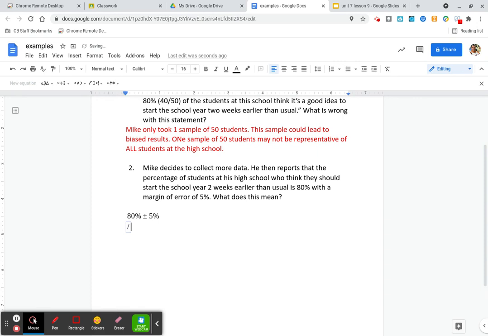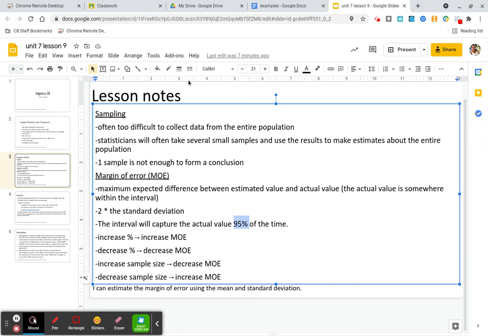That's going to be somewhere between 75% and 85%. Because if I subtract 5, I get 75. If I add 5, I get 85. So my margin of error is between 75% and 85%. So if we go back to our lesson notes, we see the actual value is somewhere within that interval.